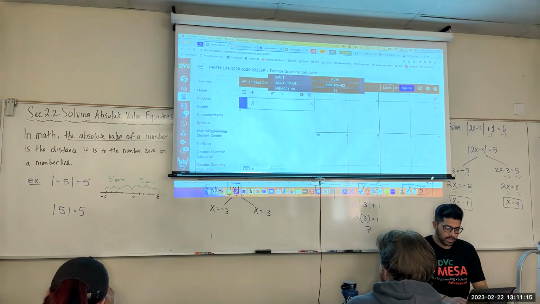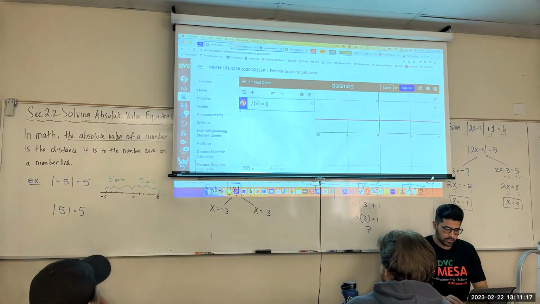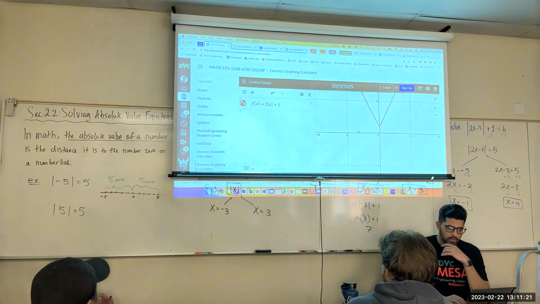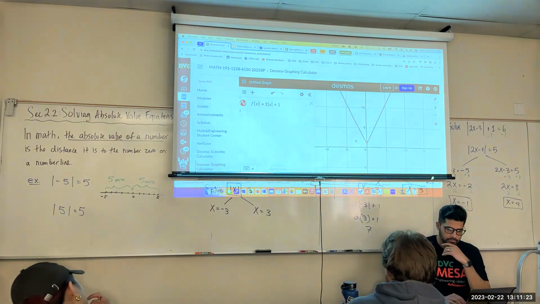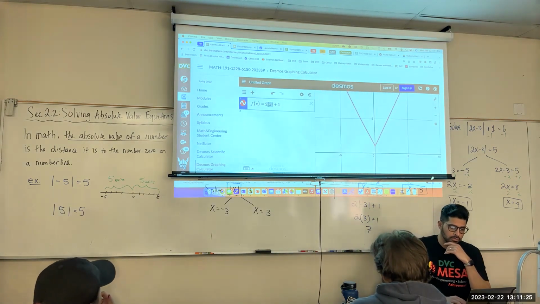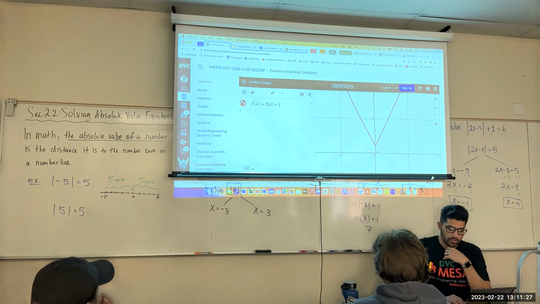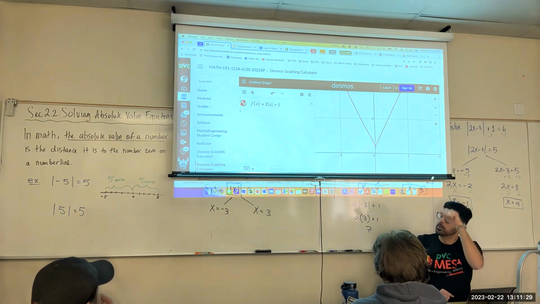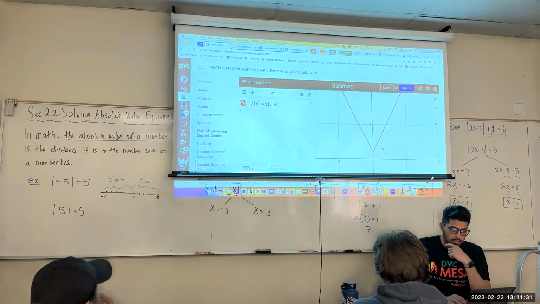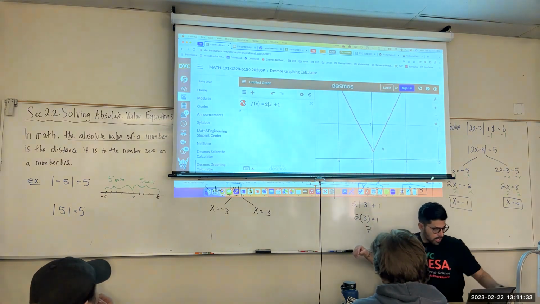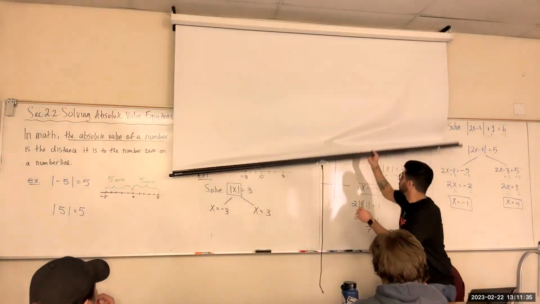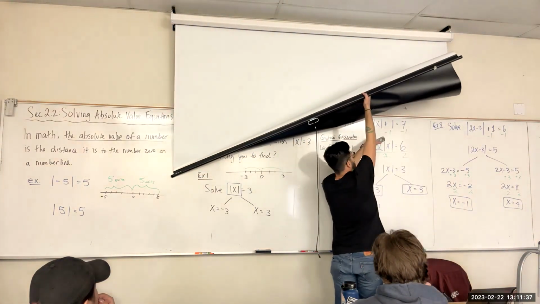So watch, if we let f of x equal, what was it, 2 absolute value of x plus 1? Okay. So here's a graph of it. It's a transformation of the absolute value of x function. We got shifted up 1 unit, a little bit of stretching happened. Now, what was the equation equal to?